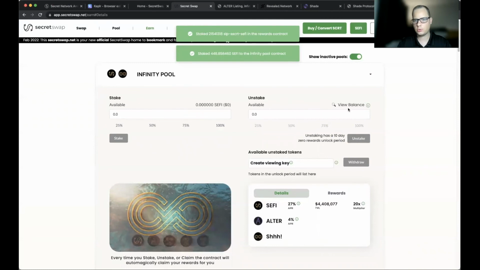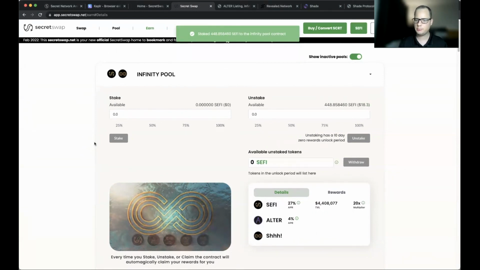And now again, in order to see our available balance, or what we have staking, we have to click on the view balance, and then we have to sign the transaction. So it's a little bit cumbersome, obviously, the first time that you enter a pool. But now the next time that I come back to hit these pools, I will not have to sign all these transactions, and it will be much more seamless.